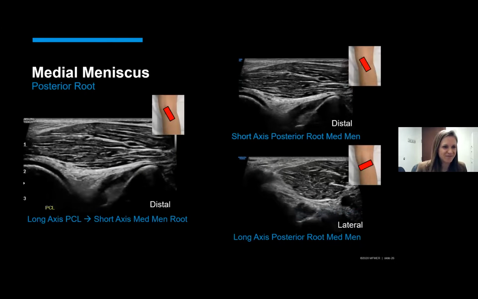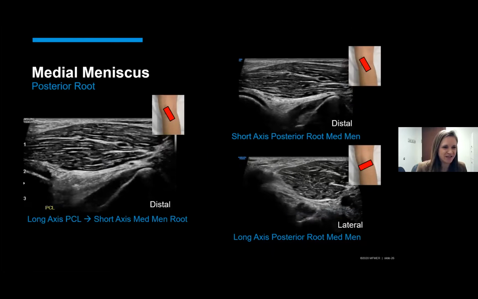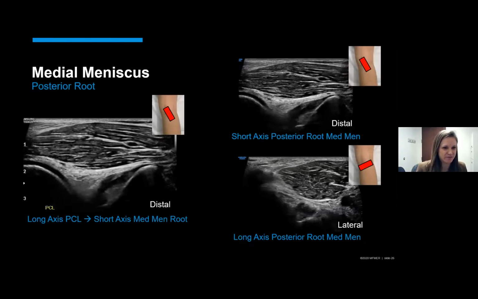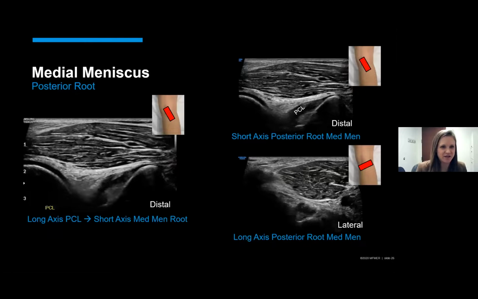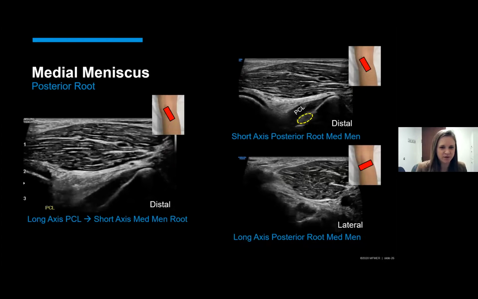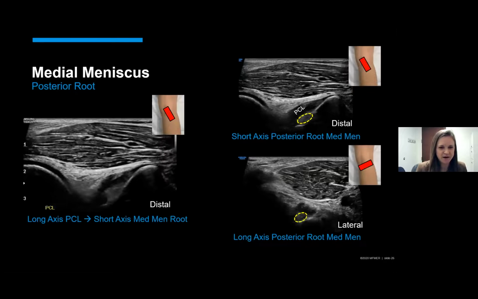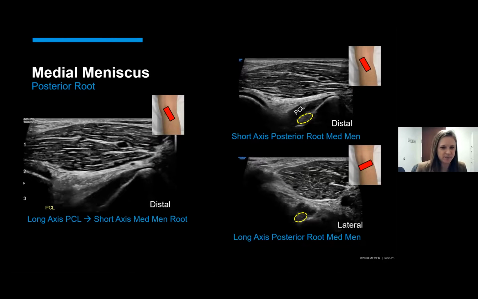There we go. So PCL and then moving medially, you can see that posterior root there. And I've outlined that just in this still image here, the PCL and then the root below. And then using a long axis view is actually helpful to see that root insertion onto the tibia and look for any tears there.